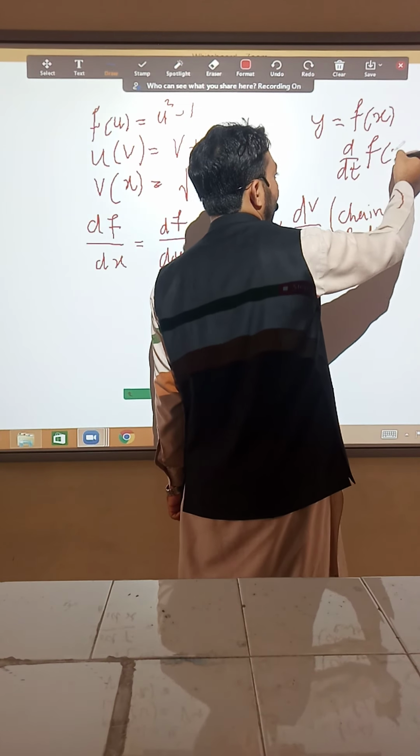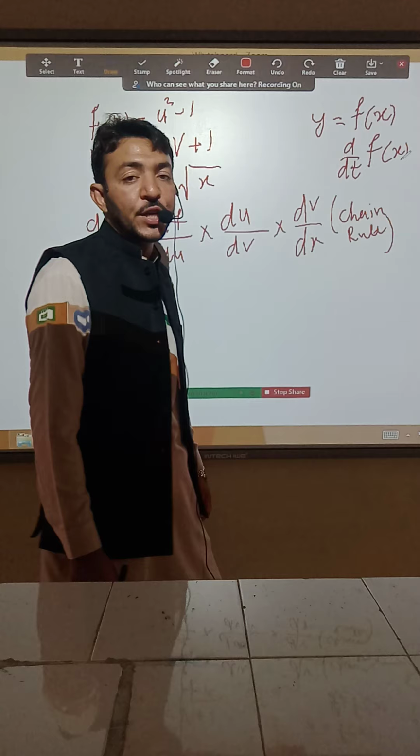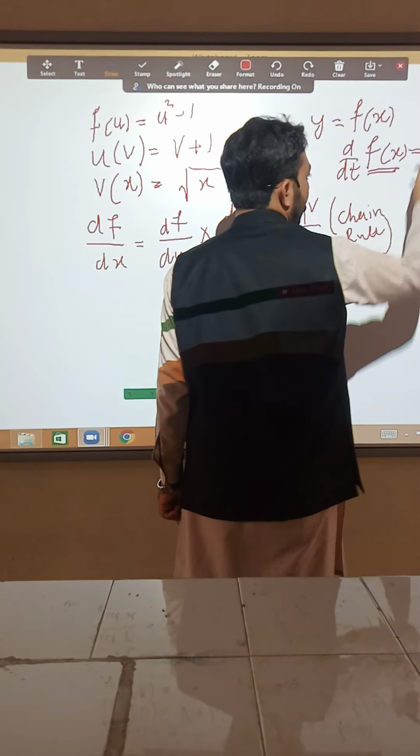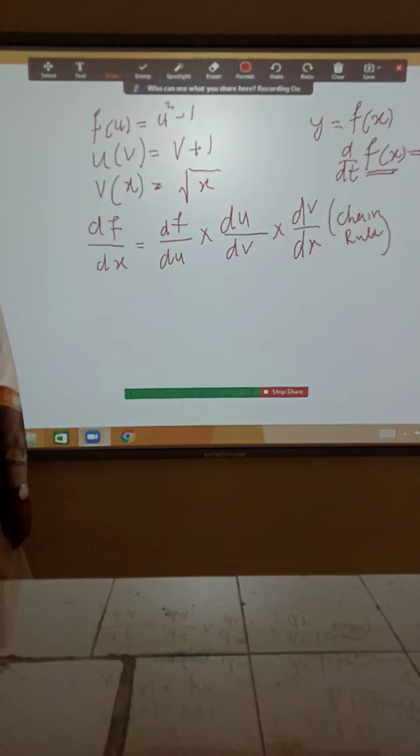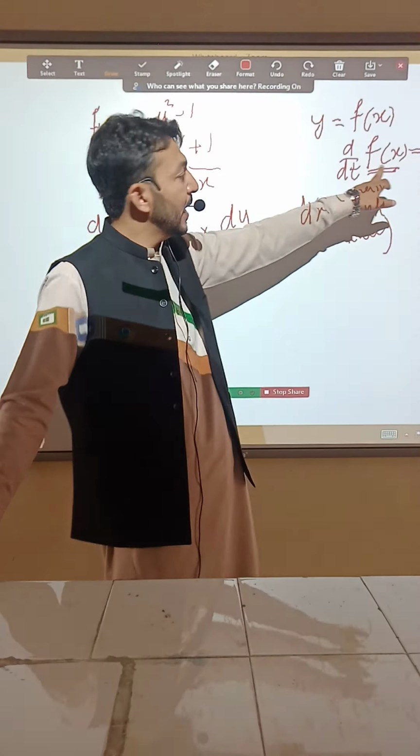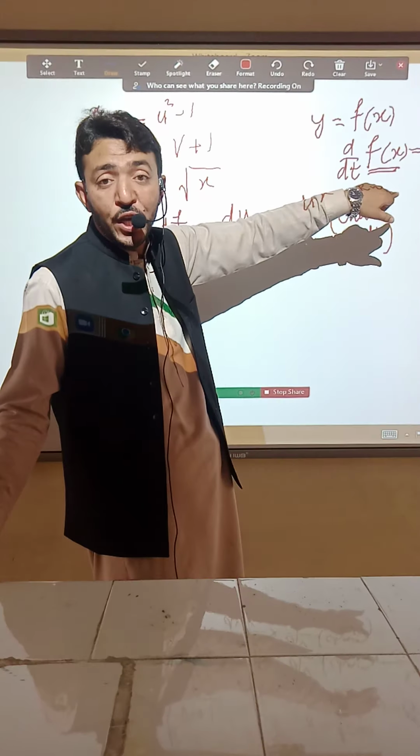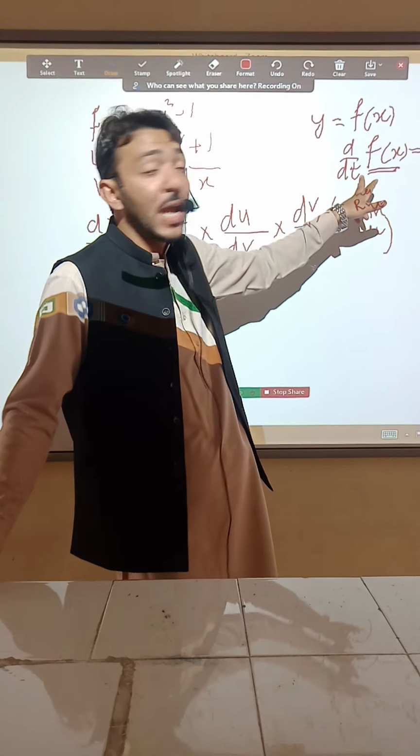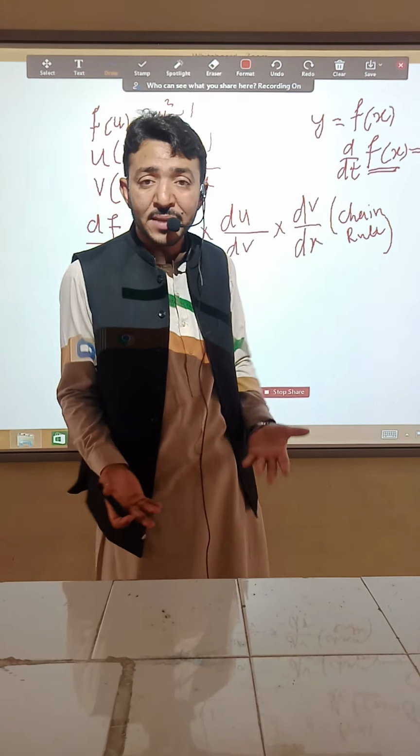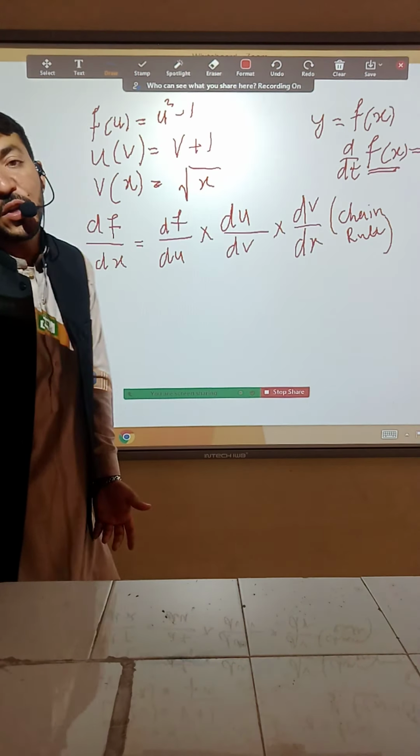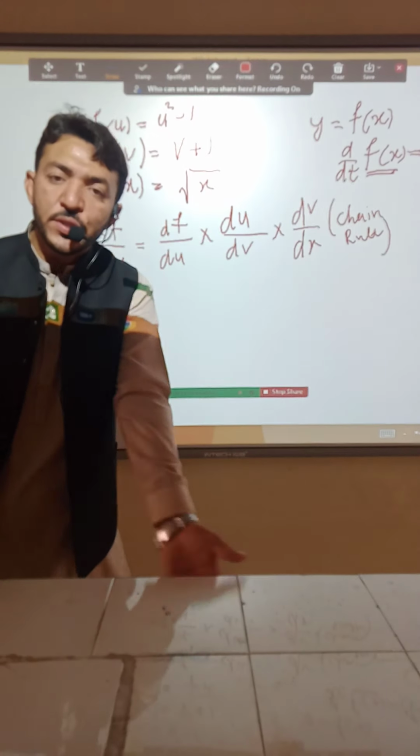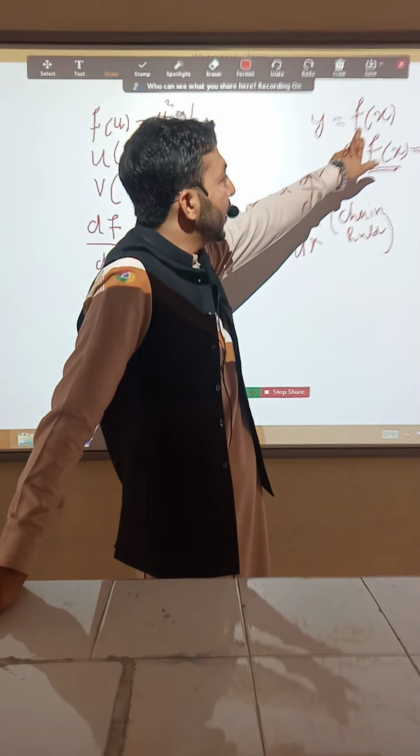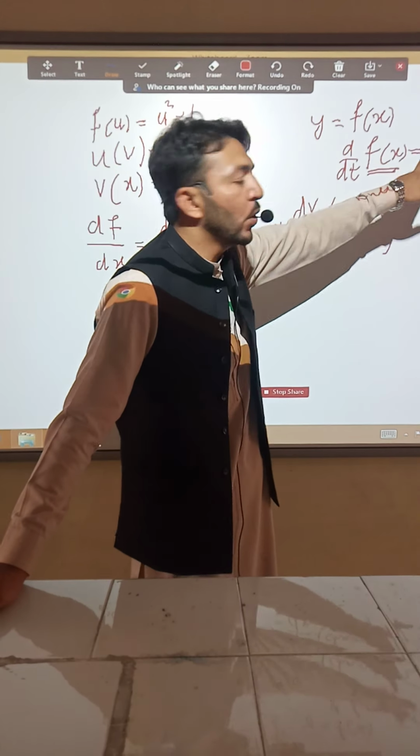अगर आप इसको किसी और वेरिएबल की लिहाज से डिफरेंशिएट करेंगे, let's say the function is dependent on x and you are differentiating that with respect to t, so this function will be considered as a constant function and this derivative will be equal to 0. Because f of x is dependent on x, with respect to variable t it will be considered as a constant, and you know that whenever you need to find out the derivative of a constant function you will get 0. So that's why the derivative of the function f of x with respect to t will be equal to 0.